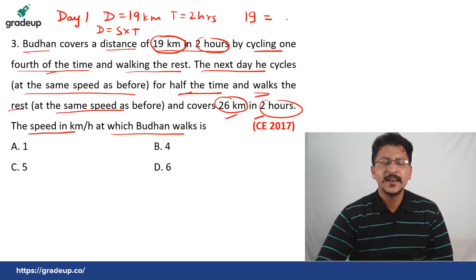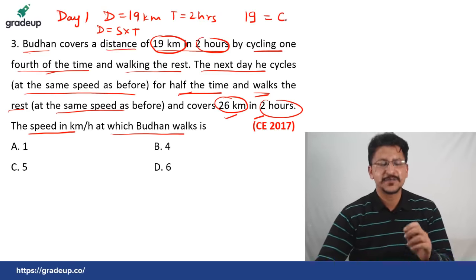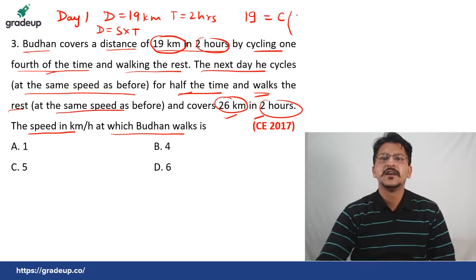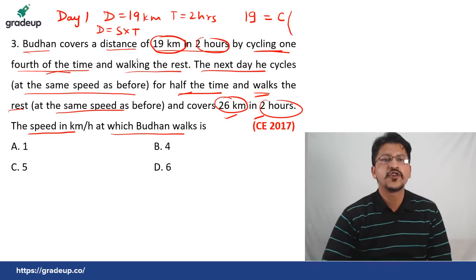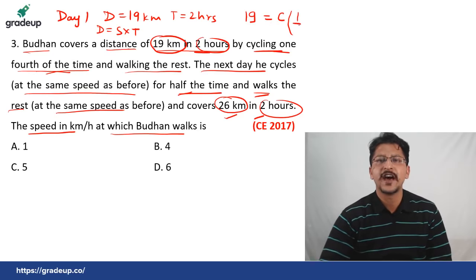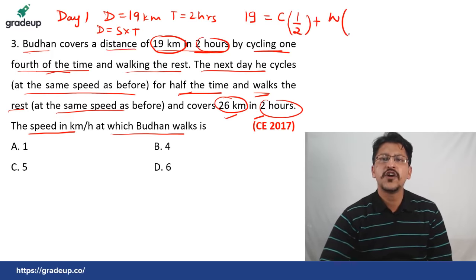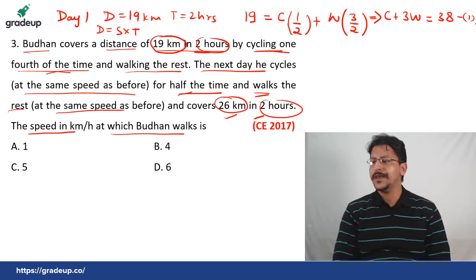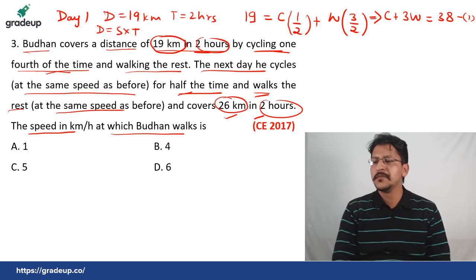So 19, let us say the speed by which he cycles is c, and the speed at which he walks is w. The time for which he cycles on the first day is 1/4 of the time. The total time is 2 hours, so 1/4 will be half an hour. Plus walking he does for 3/2 hours. Multiply this by 2, and this gives you the equation c plus 3w is equal to 38. This is your equation number 1.